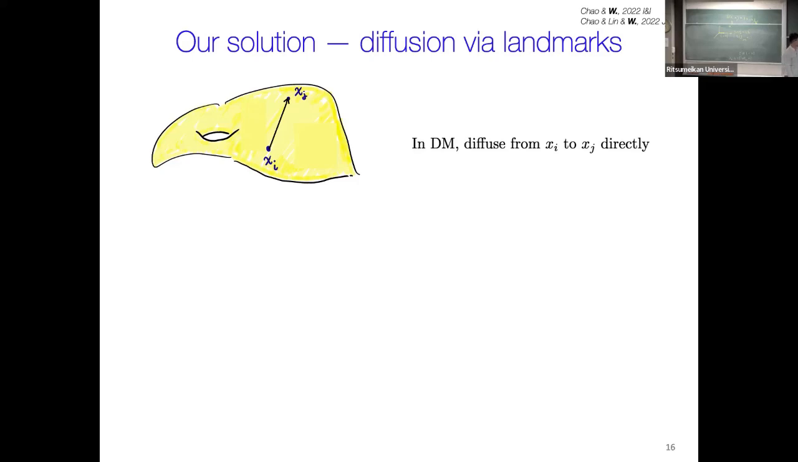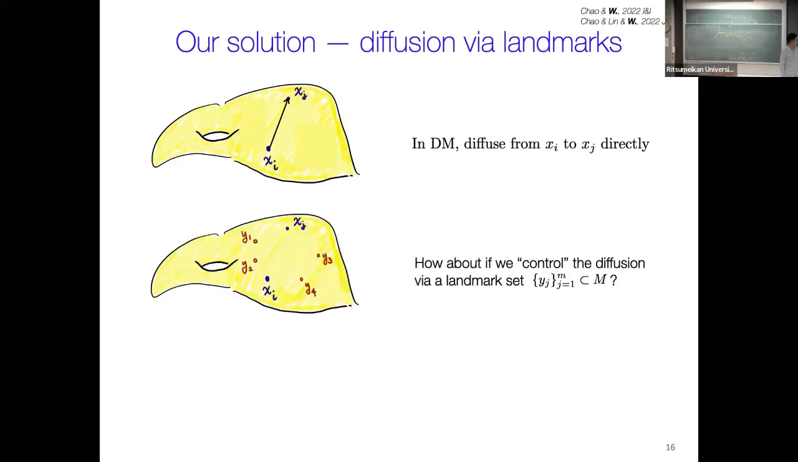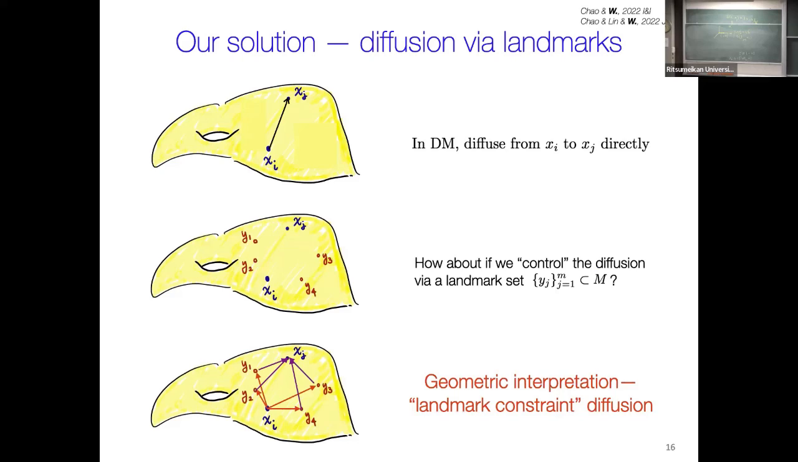But now I tell you, no, this is not good. What I say is, I want to choose a set of points which we call landmarks. And right now, if I want to diffuse from xi to xj, I force the diffusion to first go to all the landmarks and then go to xj. That is, the diffusion is constrained. The diffusion needs to go through some surrogates or landmarks before it goes to the destination. Okay, that is the basic idea. We have some geometrical constraints when we run the diffusion.